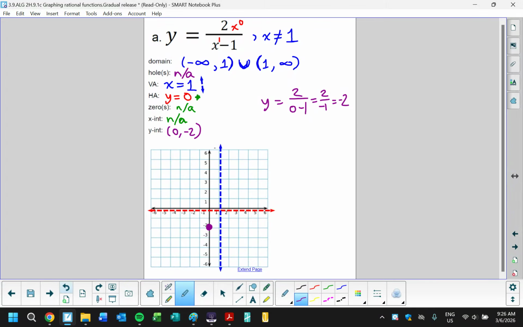So I'm going to test negative 2. And I want to find out what the y value would be when we input negative 2. So y equals 2 over negative 2 inputted minus 1, 2 over negative 3. So when x is negative 2, y is negative 2/3, and that just verifies. Folks, that's really all we need.